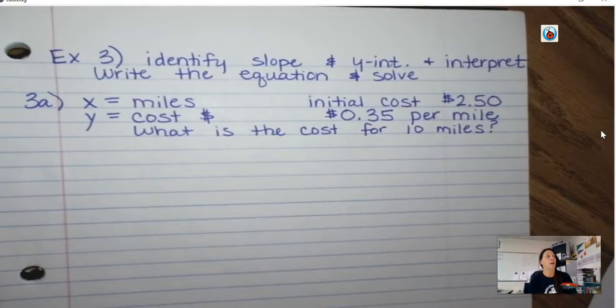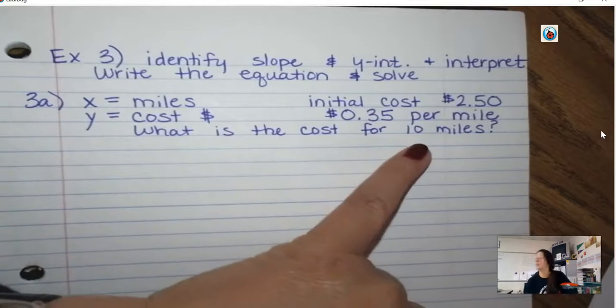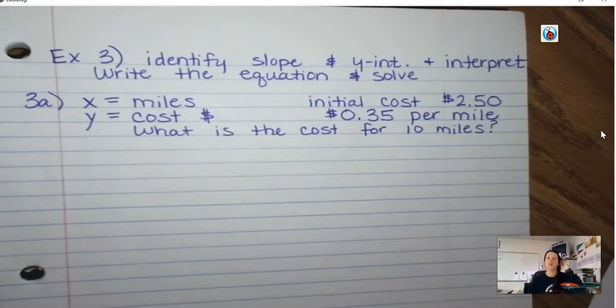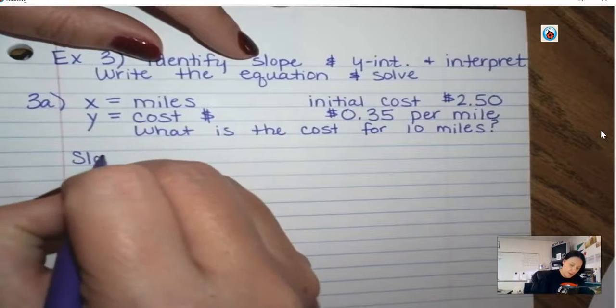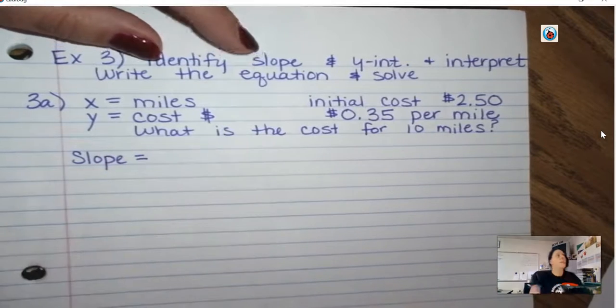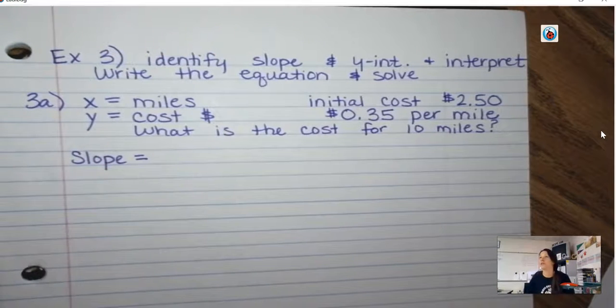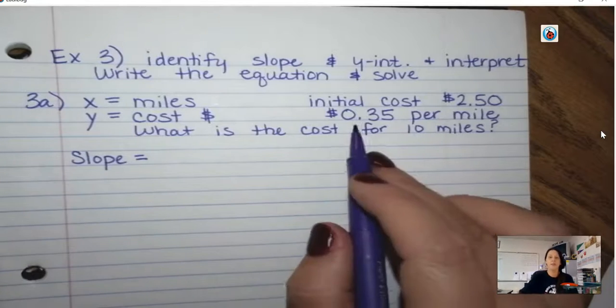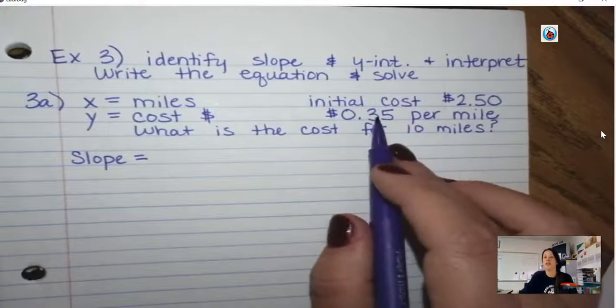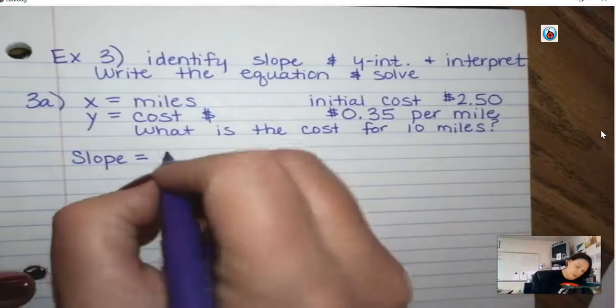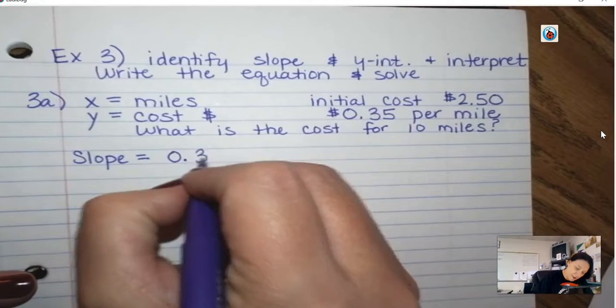We have to do a couple different things. We have to identify the slope, identify the y-intercept, write sentences about what they mean, write the equation, and then actually solve for this 10 miles. Let's just go in order. Identify the slope. The slope is the number that keeps changing per something else. That's going to be your 35 cents. It keeps changing per mile. So that's your rate of change, that's your slope. Your slope is 0.35.